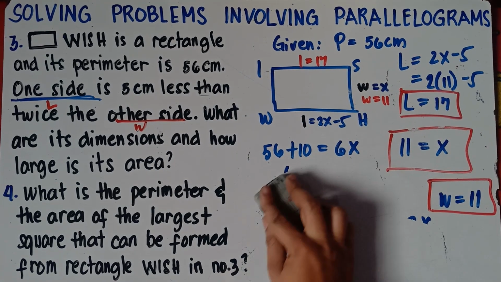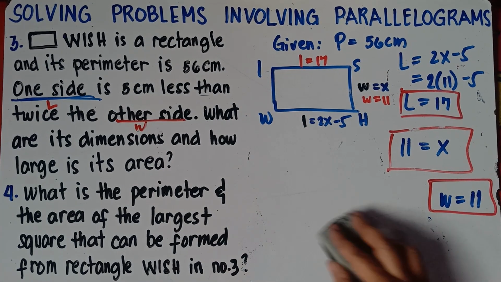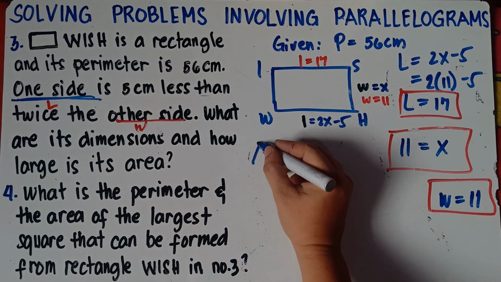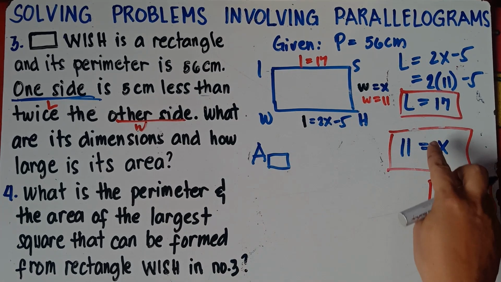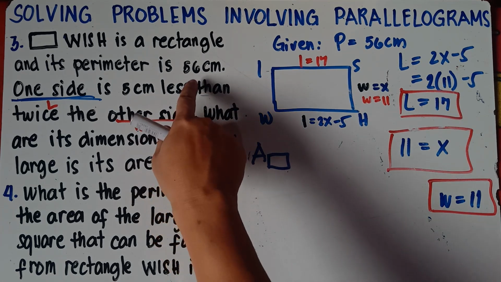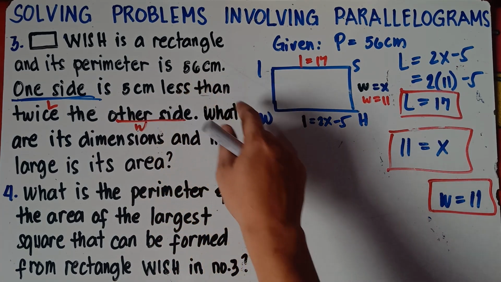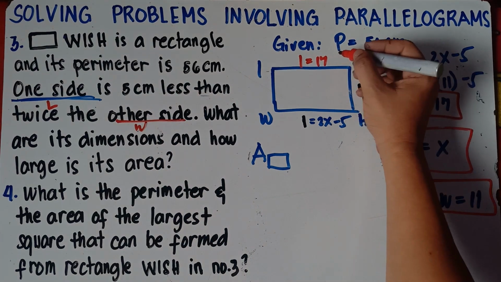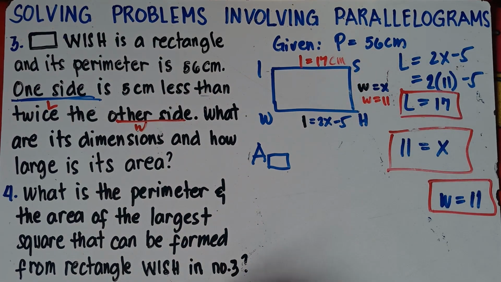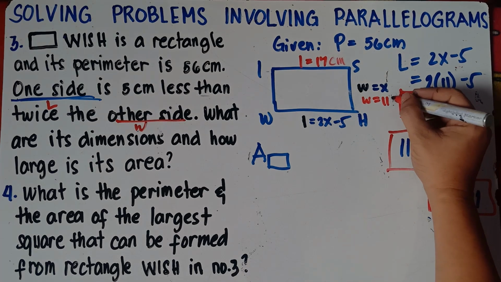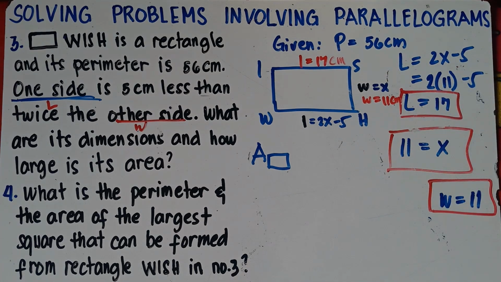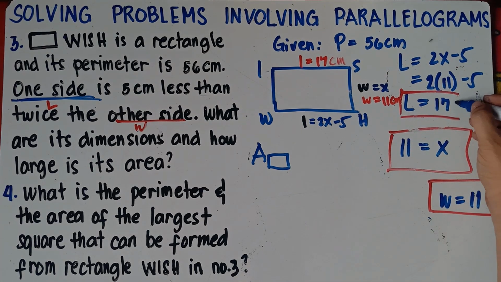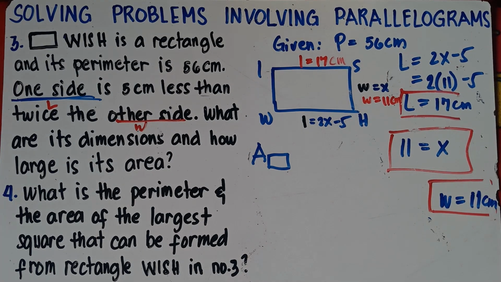Alright, let's find the area of a rectangle. Easy for the area, class. Once again, class, we forgot the units because it says the perimeter is 56 centimeters. Therefore, we need to write the units, class. The length is 17 centimeters and the width is 11 centimeters. So we're lacking centimeters. This should be 17 centimeters and 11 centimeters.